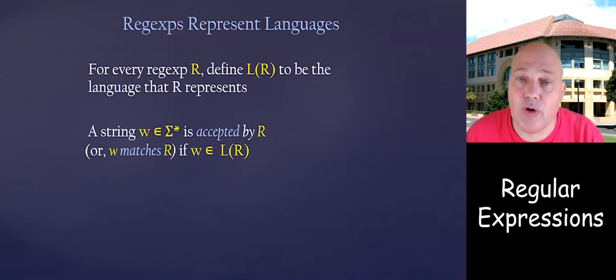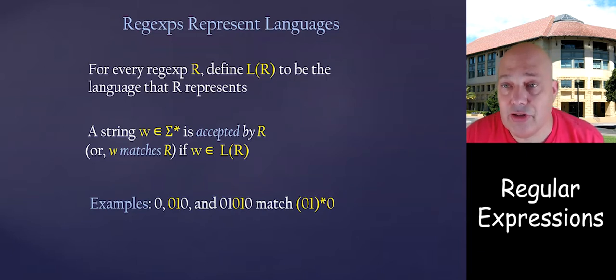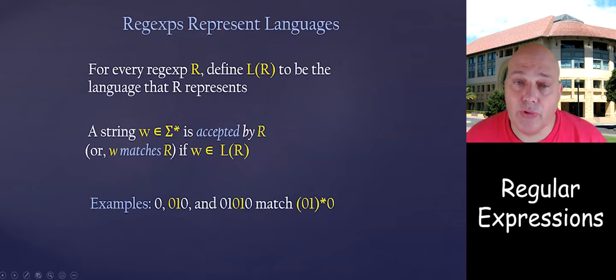They are ways of describing languages. So let's look at some examples. 0, 0, 1, 0, 0, 1, 0, 1, 0 all match the expression (0+1)*0. This expression says that you can take 0+1 any number of times, either 0 times, 1 time, or concatenate it any k number of times, and then at the end you need to concatenate 0. So all of these match (0+1)*0.